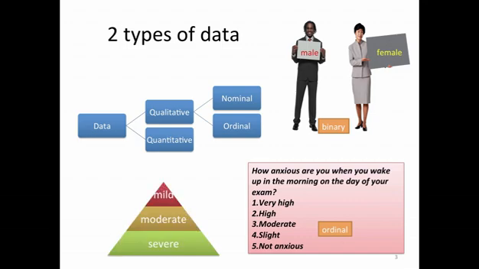Another example is the severity of depression, mild, moderate, and severe. You can see that there is an order, but the difference in the amount of depression between mild and moderate groups may not be the same as the one between moderate and severe groups.